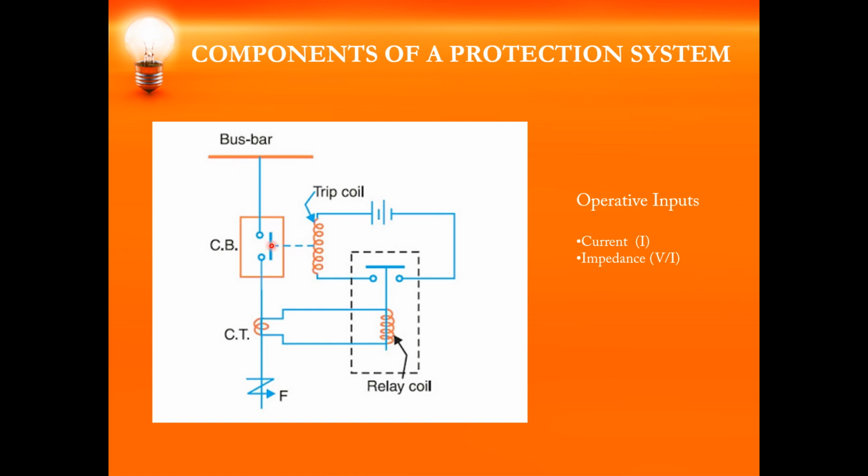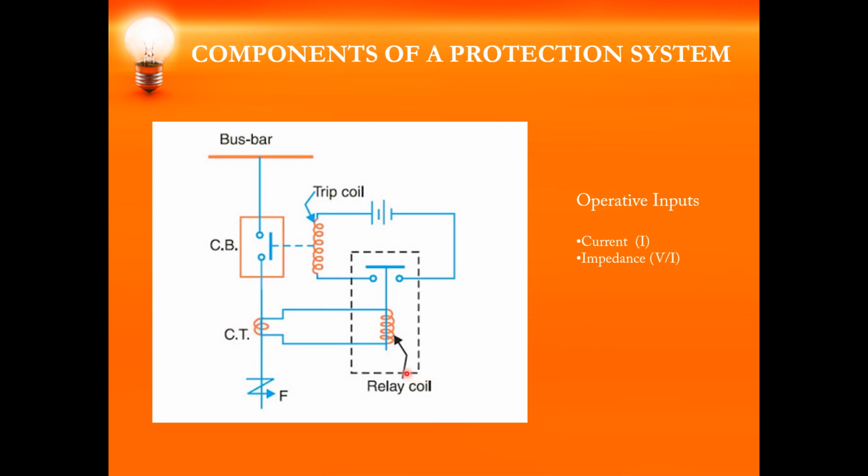The main components of a protection system are the circuit breaker, relay, trip coil, battery, current transformers and potential transformers. So what is the function of current transformer and potential transformer? The current transformer and the potential or voltage transformer reduce the current and voltage to a standard, very low value, and they isolate the protective relay from the high voltage present in the power system.